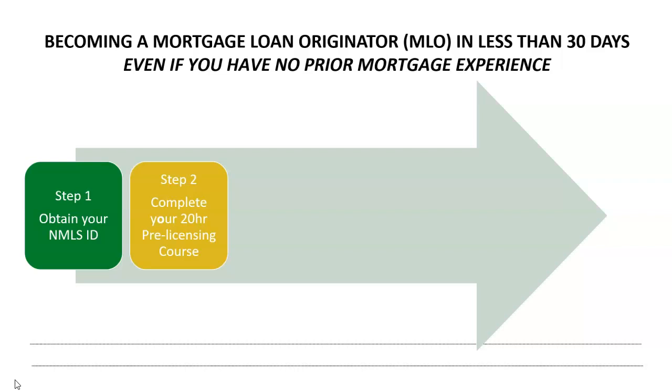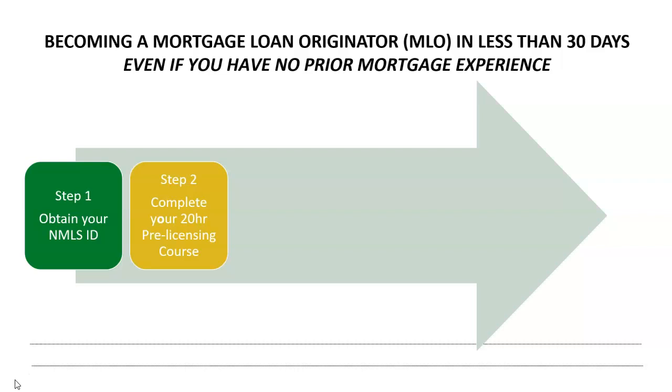If the 5-day doesn't work for you, you have a 10-day option. You can do 2 hours a day, any 2 hours you want. Maybe you do 30 minutes here, 30 minutes there, as long as before the end of the night, you've done 2 hours for 10 days. I'm sorry, if you do the 10 days, you have 20 days left to become a mortgage loan originator in 30 days or less. Totally doable.